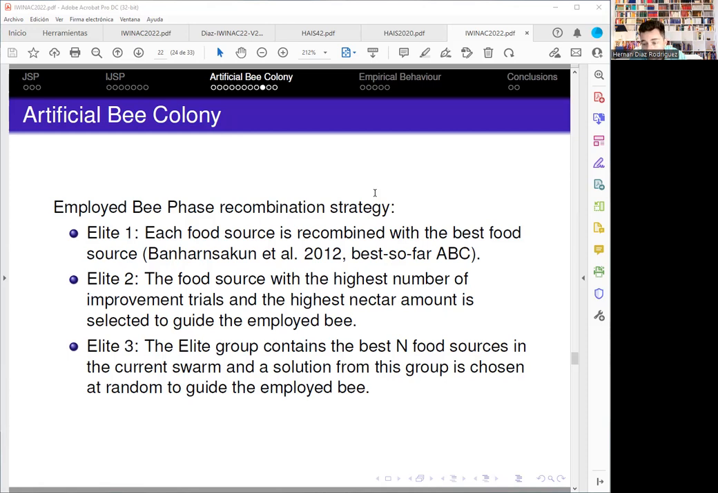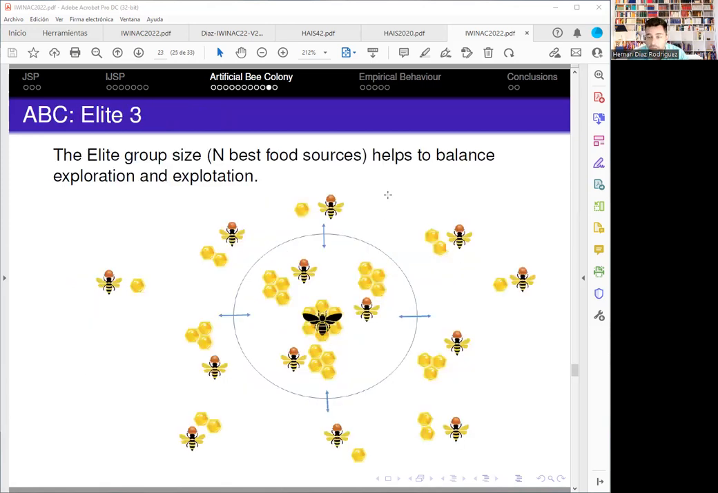And a solution from this group is chosen at random to guide the employed bee. The advantage of Elite 3 is that we have an extra parameter, which is the number of food sources that we have in the Elite group, and this helps to balance exploration and exploitation a lot. If N is 1, it means that we are always recombining with the best food source, like in Elite 1.